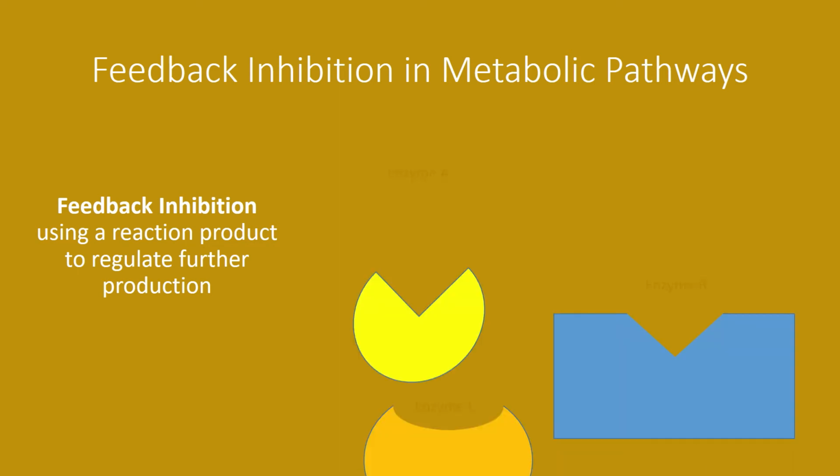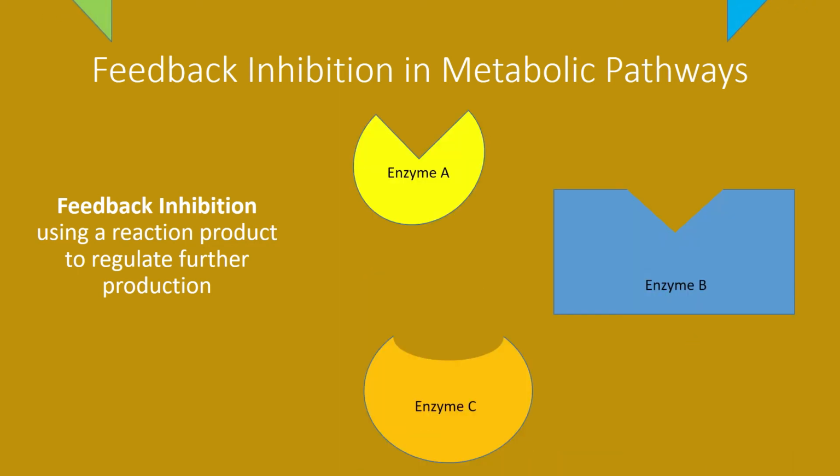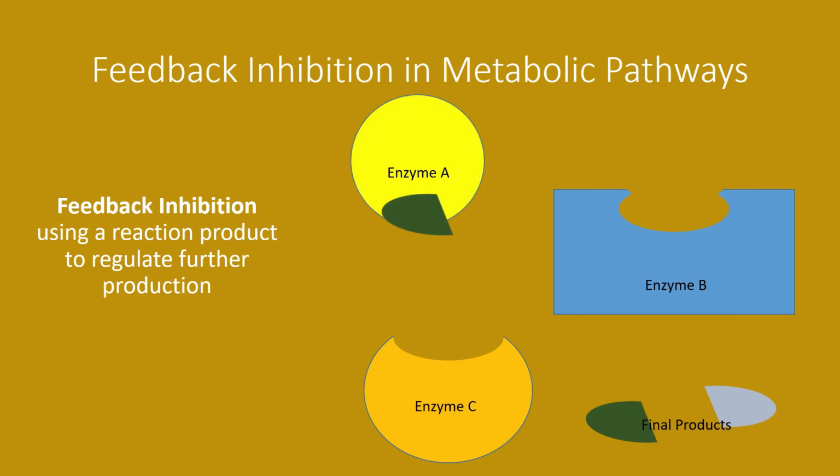So here is a normal metabolic pathway. Let's say that the organism, at the present moment, does not need any more of a given product. It can send one of its end products to enzyme A. This causes enzyme A to change shape, preventing further production. If the organism needs this product again, the substrate is removed and the enzyme goes back to its normal shape.